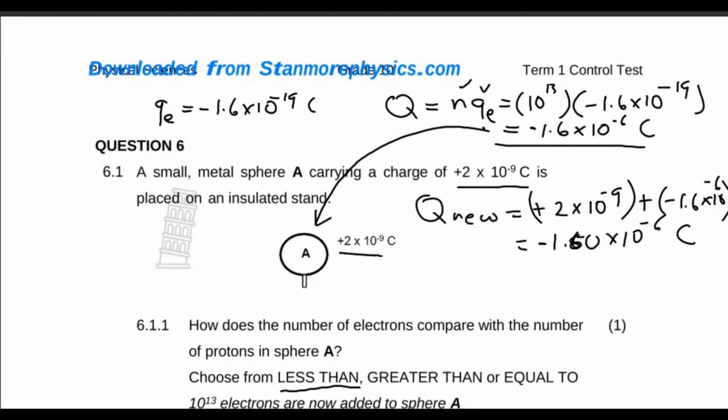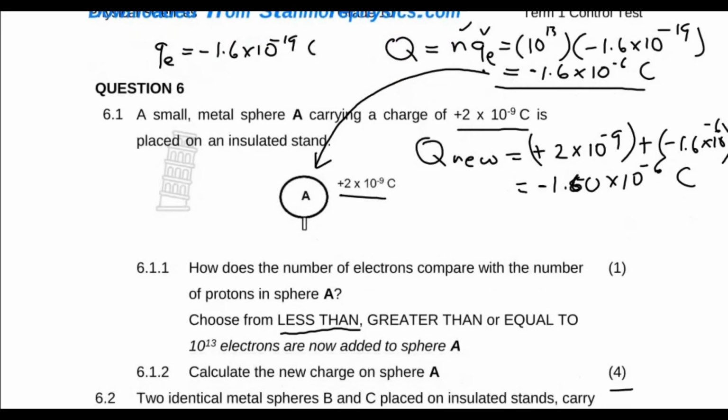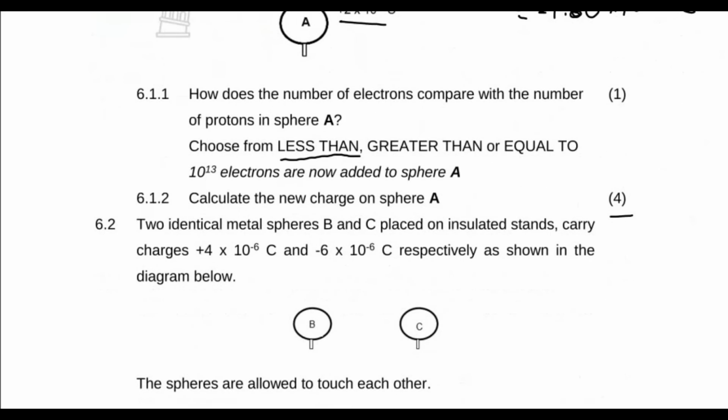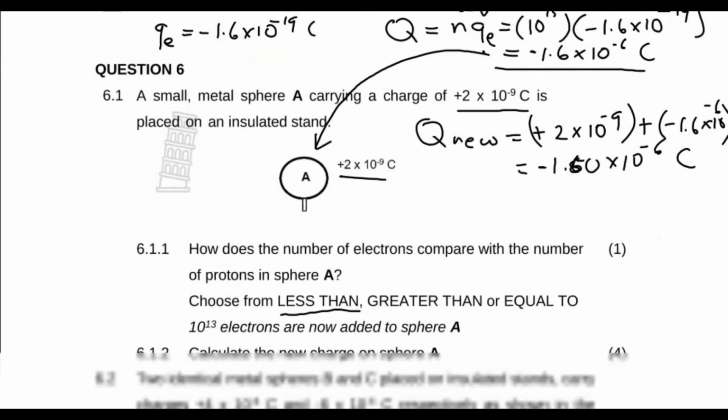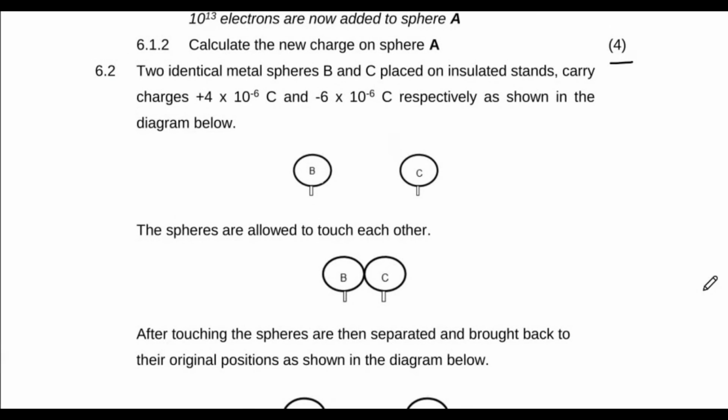It's no longer going to be 2, it's going to be minus 1.60 multiplied by 10 raised to the power of minus 6 after we add the electrons. So now it has an excess of electrons. So that is a 4-mark question. You start with the charge quantization expression, and then you just add the two charges to each other.